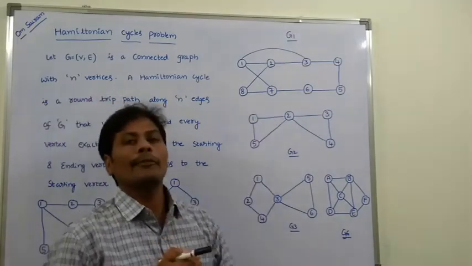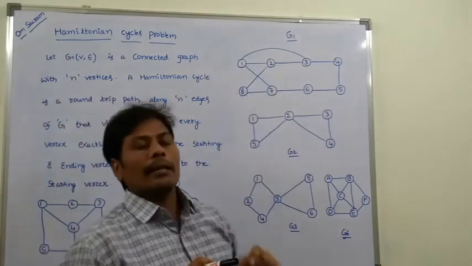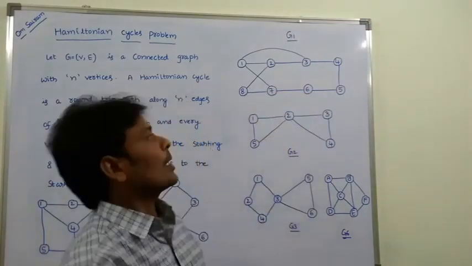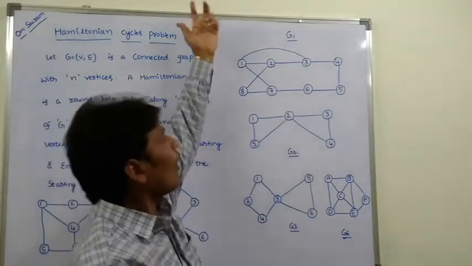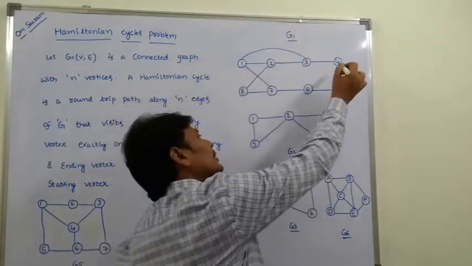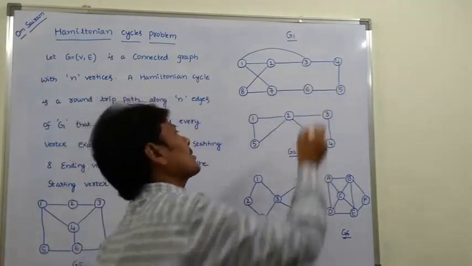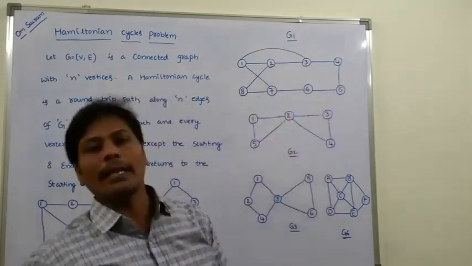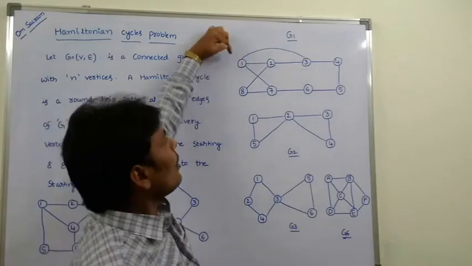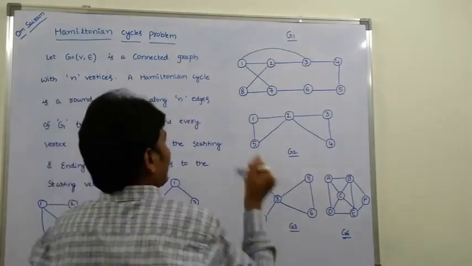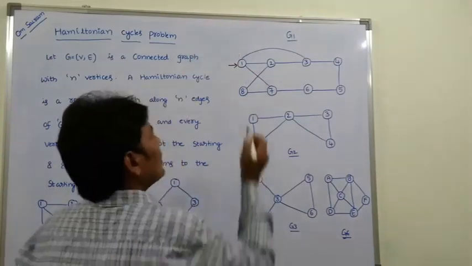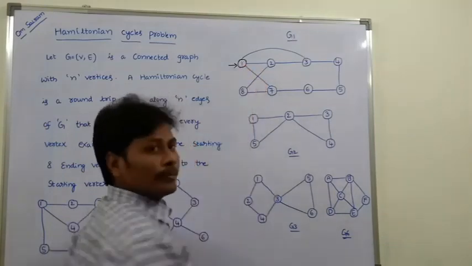Suppose we take a graph. We can start at any vertex of the given graph. Suppose we start at vertex 1, or vertex 2, or vertex 3, or vertex 4. We can start at any vertex from the given graph. Generally, we start at the first vertex. So now we are starting at vertex 1.